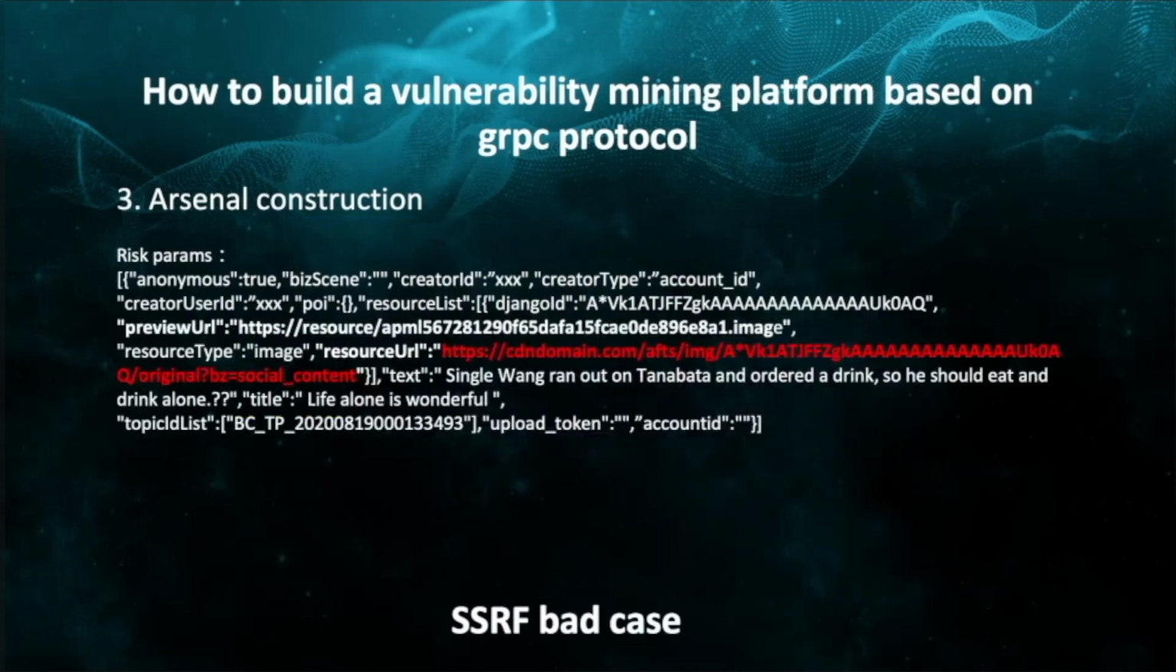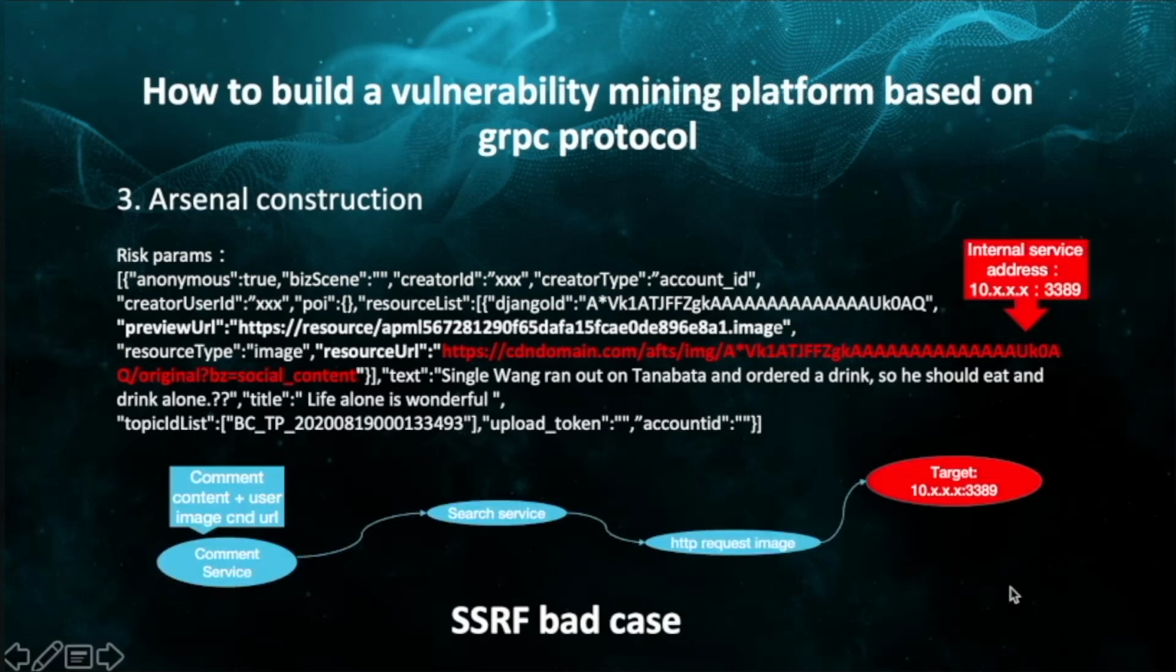Let's take a look at this case. The request obtains a field named resource URL. The corresponding content looks like a CDN resource, and we guessed that this picture is probably obtained by a server through an HTTP GET request. So we replaced the resource URL with our web server, and finally, our web server actually received a request from an IP, and the requested URL contained the gRPC method we deliberately added.